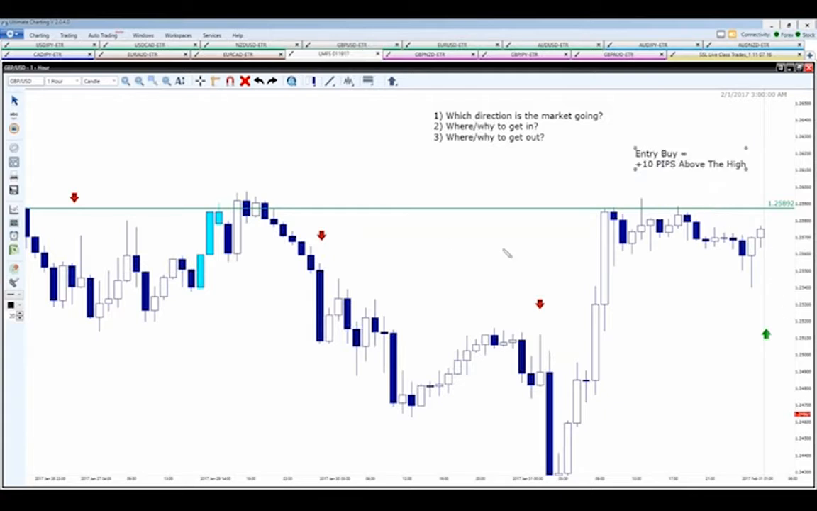Just to be clear, Asher just asked a very good question: are we talking about the candlestick wick? Yes, I don't know if everybody can see that candlestick wick right there. That's the actual high point, not the body, the wick right there. So 10 pips above the high is our entry buy.